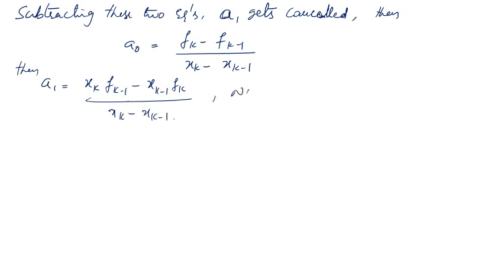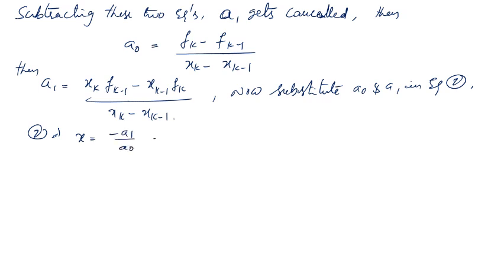Okay, now substitute a0 and a1 in equation 2. What is equation 2? x = -a1/a0. So this becomes what? I will include this minus sign in a1. And the denominators cancel when I take a1 by a0. The remaining part is fk - f(k-1).